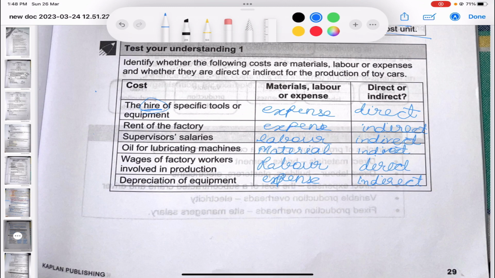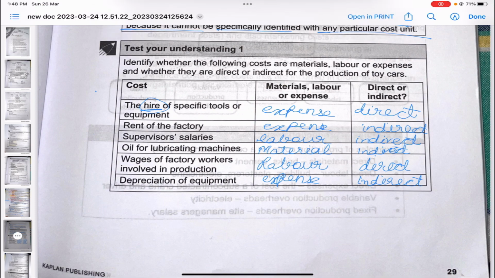Rent of the factory. Rent is an expense and we know that it is indirect. Supervisor's salary, dealing with the staff. Obviously it is labor, but it is indirect since they are not directly involved. Oil for lubricating machines. We know that oil is a material, but we also know that this is indirect. We have discussed it. Wages for factory workers involved in production. This is labor again, and this is direct because they are involved in the production process. Depreciation is always an expense and it is indirect since we cannot look at the t-shirt and see it.